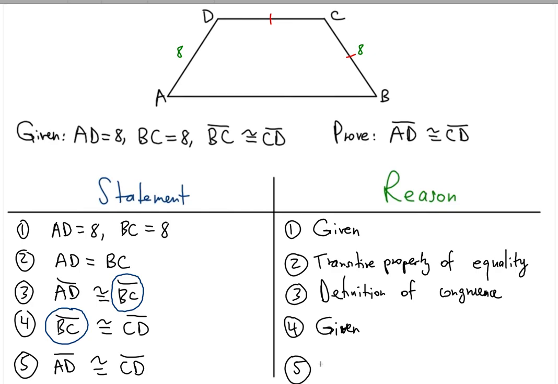And the reason for that simply is transitive property of, now don't say equality, say congruence this time, right? Because we're talking about congruence and not equality, the lengths per se, right? So be specific, say transitive property of congruence.